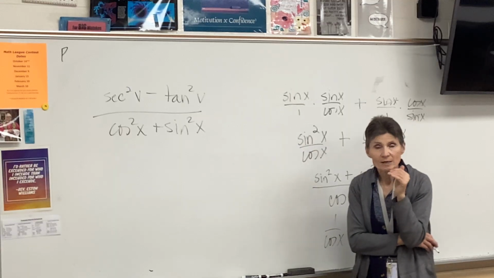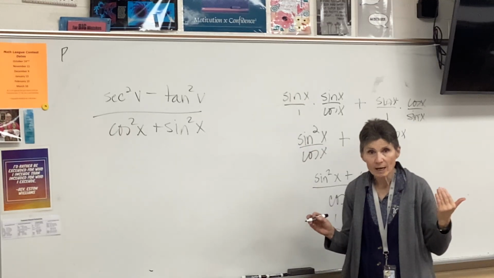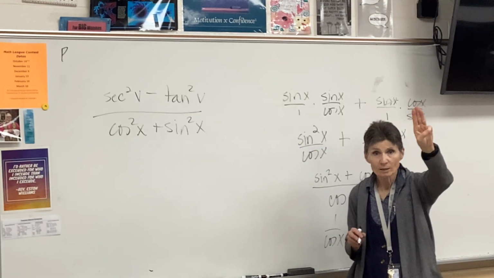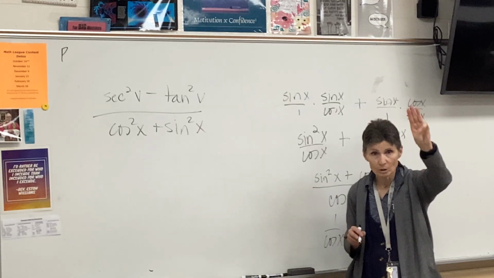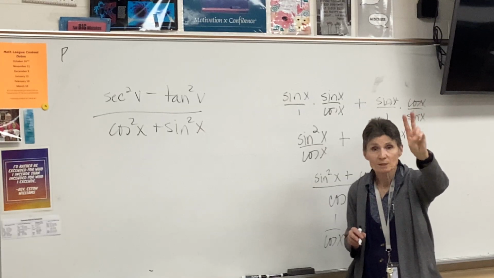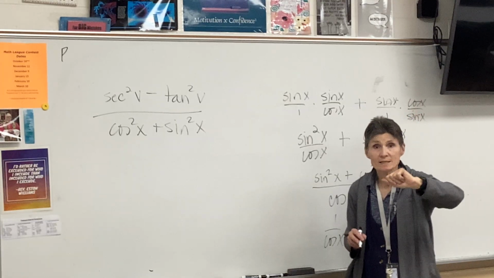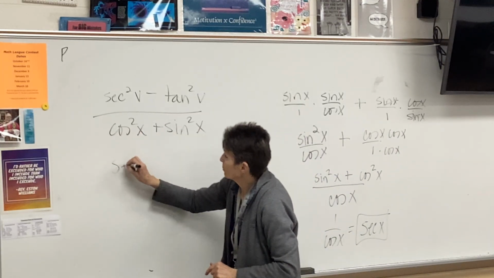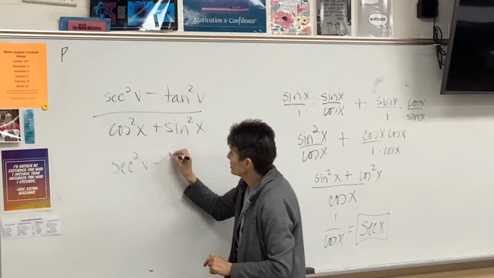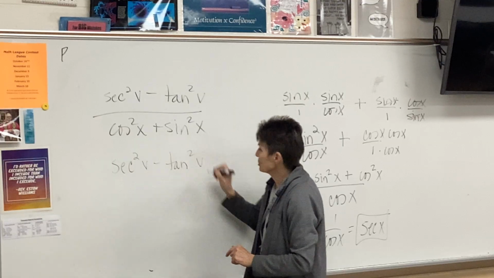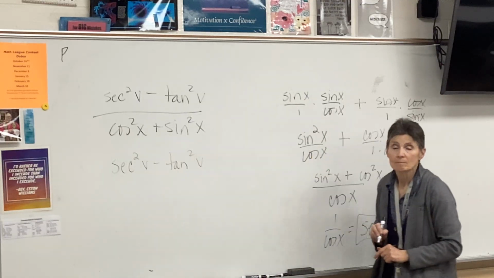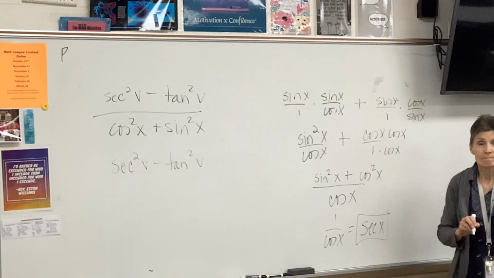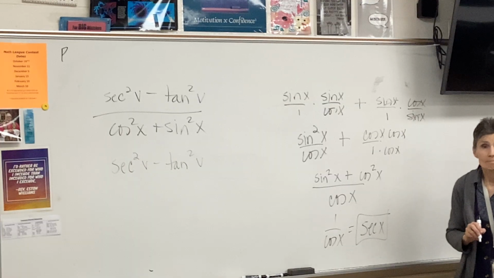The denominator is a no-brainer, you guys. Third time we've talked about it in this video alone. Sine squared plus cosine squared is always 1. So this is 1. So I really just have secant squared minus tangent squared. Agreed?